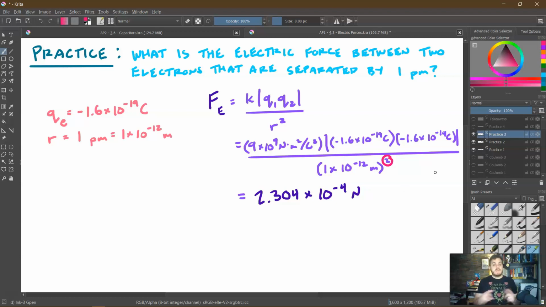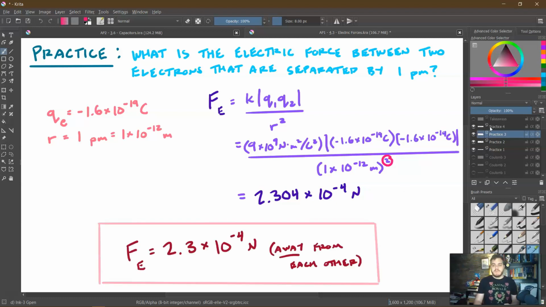So specifically, because these are electrons, they're pushed away from each other, the electric force is 2.3 times 10 to the negative 4 newtons away from each other. Now this number may seem really tiny, and it is. It's a very small force. But you have to keep in mind that electrons are incredibly tiny objects. Their masses are times 10 to the negative 31 kilograms. So even though this seems like a small force, this is going to accelerate them incredibly fast.